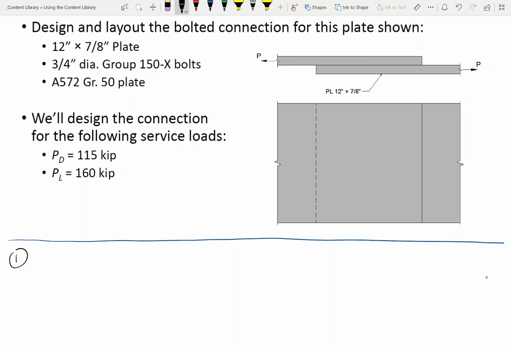Our first step, given this data, is going to be to factor the load. And what we'll do is we'll just use the loads that are given.